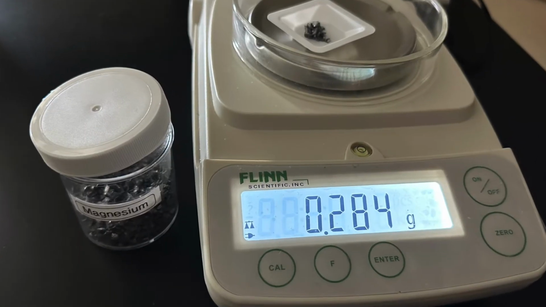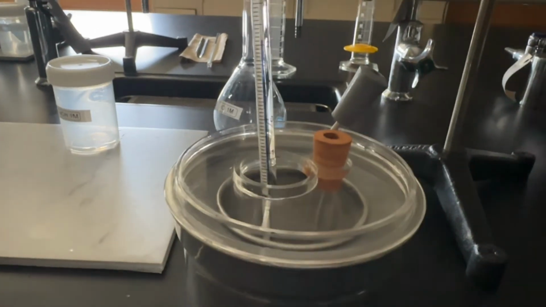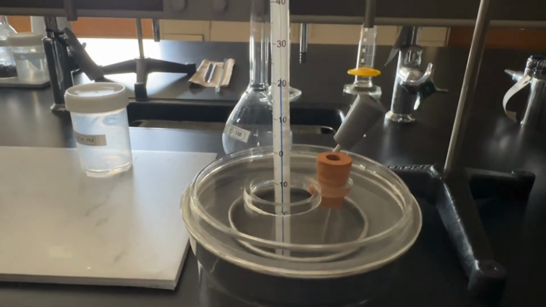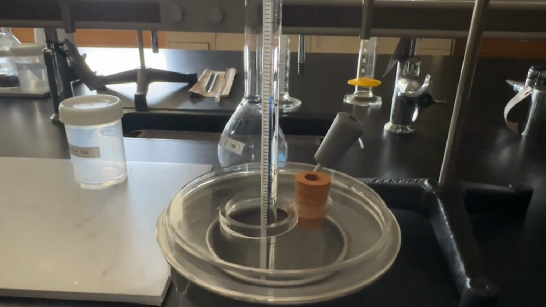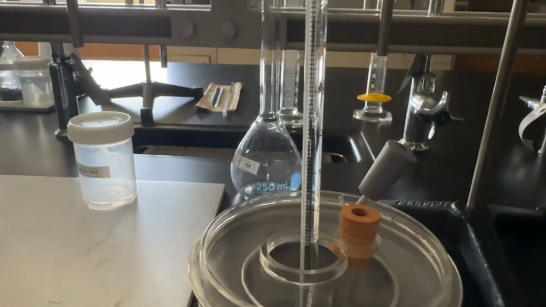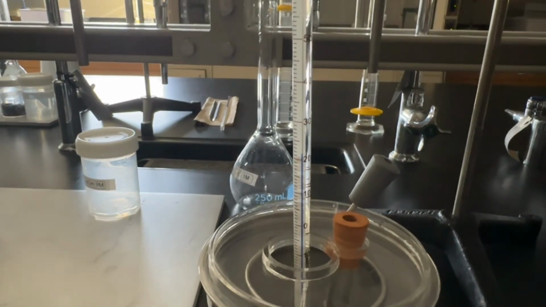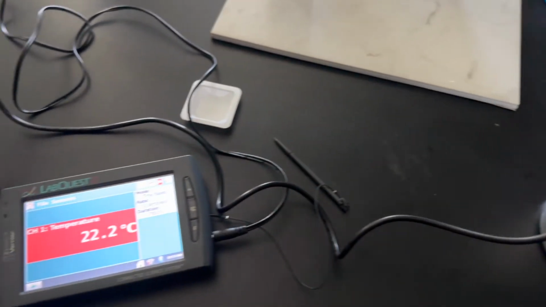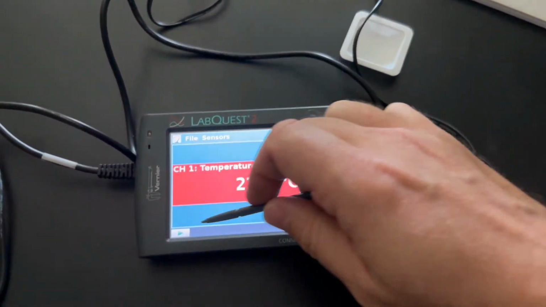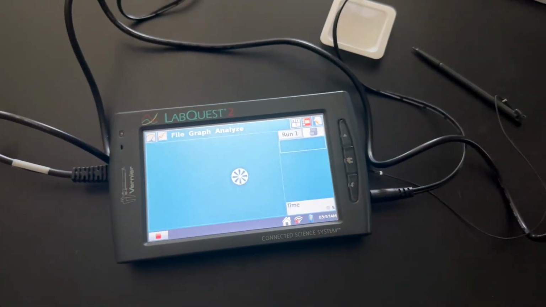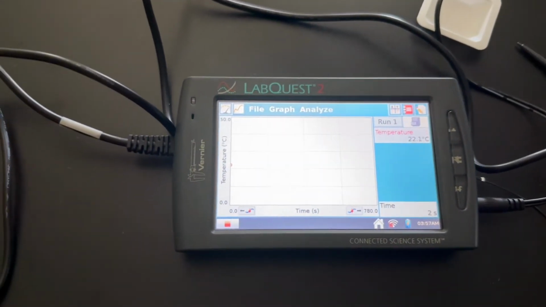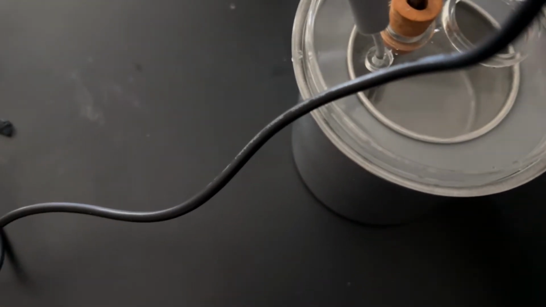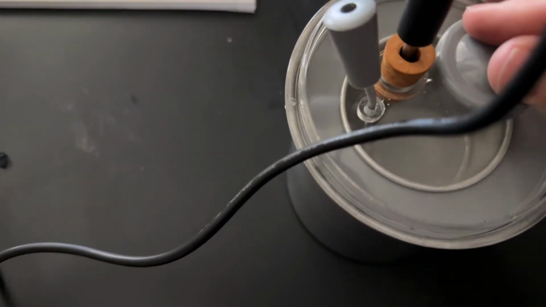Next reaction, we'll measure our magnesium, 0.284 grams of magnesium. We'll again take the temperature of our hydrochloric acid. We're at 21.1 degrees Celsius. Recording it at 22.2 degrees Celsius officially. We'll begin to record our data before we add the magnesium. And now we've got our reaction underway. We'll seal our calorimeter.